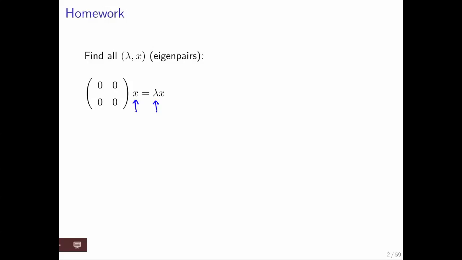There are a couple of ways of doing this. One thing you can recognize is that anytime you do the zero matrix times a vector x, you get the zero vector back. And you can write that as the scalar 0 times x. So what does that mean? Well, that means that 0 is an eigenvalue. And notice that any vector x then satisfies this equation.